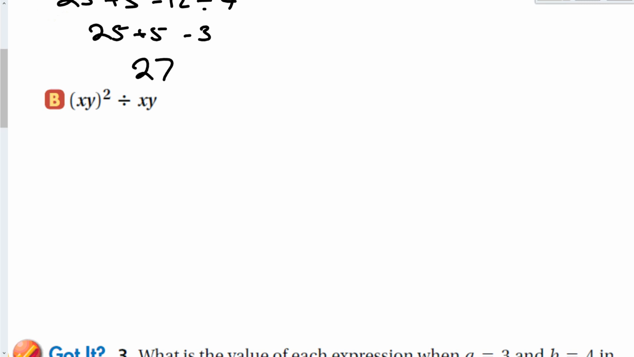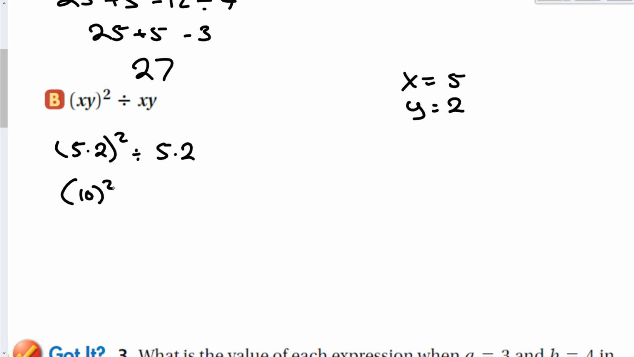So in the second part, part B, now we have same x and y. So x is equal to 5, y is equal to 2. All right, so now we're just going to replace it. We're just going to go 5 times 2 squared divided by 5 times 2. So that turns into 10 squared divided by 10. 10 squared is 100 divided by 10, so we get a 10. Okay?